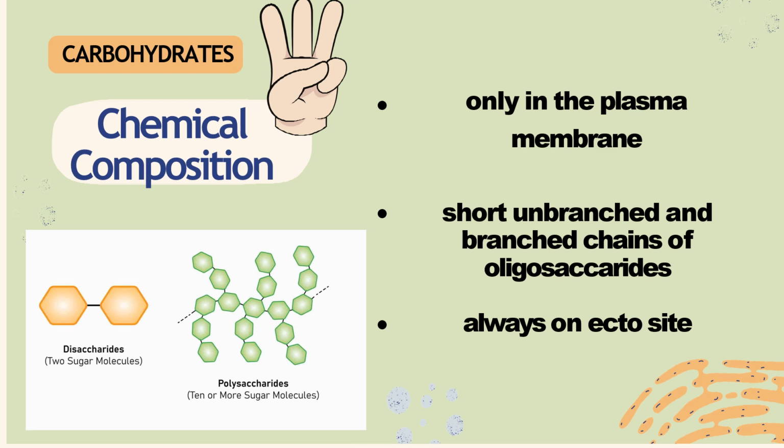Lastly, we have carbohydrates. These are usually attached to proteins or lipids, forming glycoproteins and glycolipids. They are found on the outer surface of the plasma membrane and play an important role in cell recognition, communication, and immune responses. So, in summary, the plasma membrane structure is a complex combination of lipids, proteins, and carbohydrates, all working together to protect the cell and maintain its internal environment.